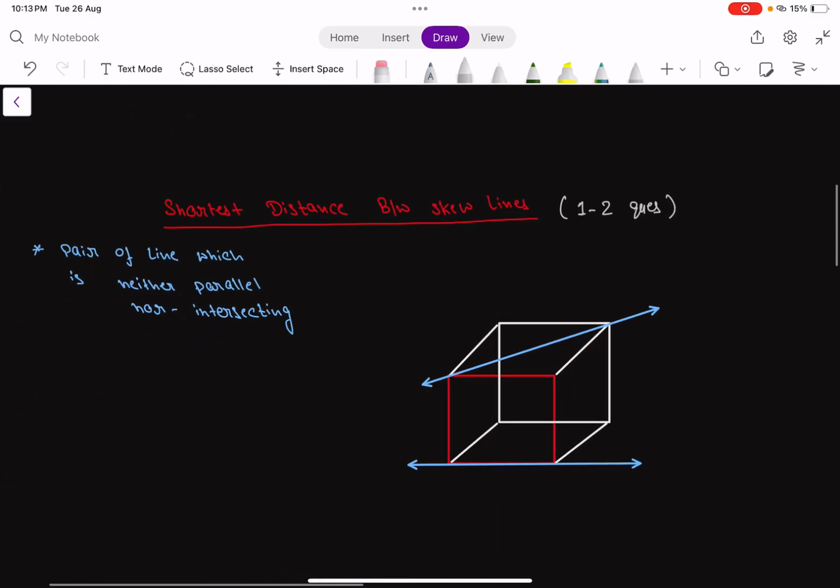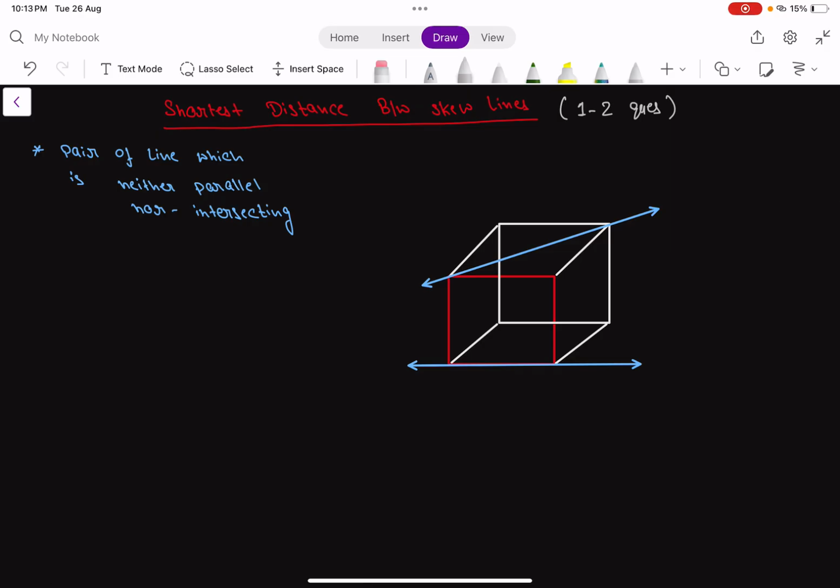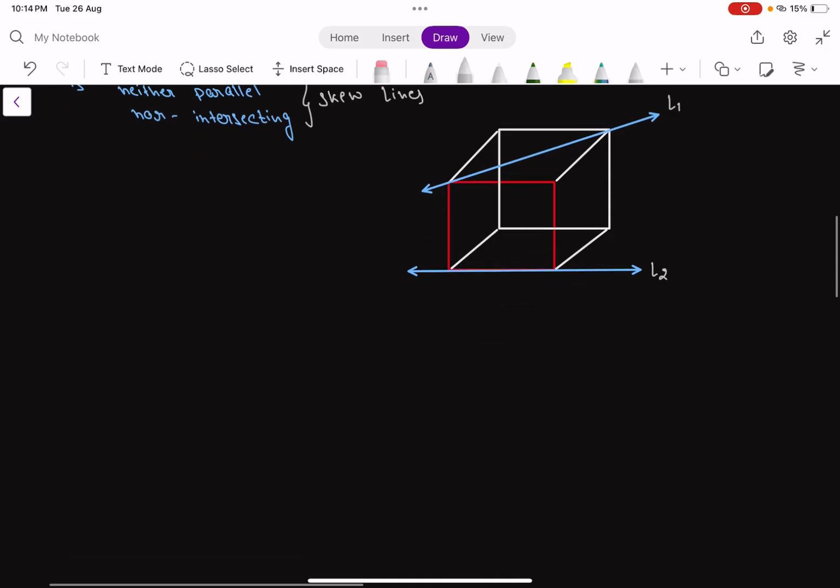So coming to our part, skew lines. In this box you can easily see that two lines are drawn. Let me name them L1 and L2. You can definitely see that these lines L1 and L2 will never intersect each other. So I can say that L1 and L2 are a pair of skew lines. So these are neither parallel nor intersecting lines. So the question comes: how will you find the shortest distance between any two skew lines?